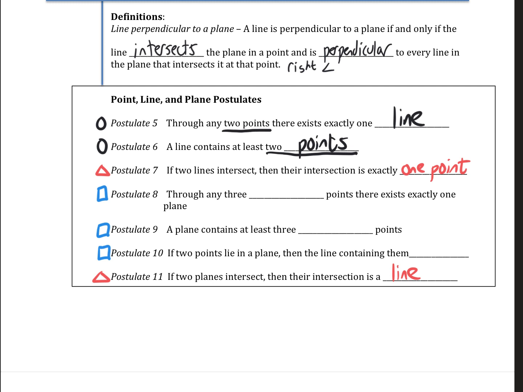All right, then we're going to do the blue here. Postulate 8. Through any 3 blank points, there exists exactly 1 plane. What kind of points were there? Do you remember? There was collinear and non-collinear. Do you remember which one it was? It was non-collinear. They cannot be in a straight line to make a plane. Same thing for postulate 9. A plane contains at least 3 non-collinear points. And the last one, postulate 10. If 2 points lie in a plane, then the line containing them also lies in the plane.